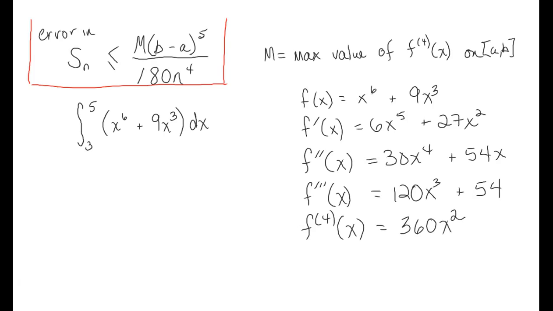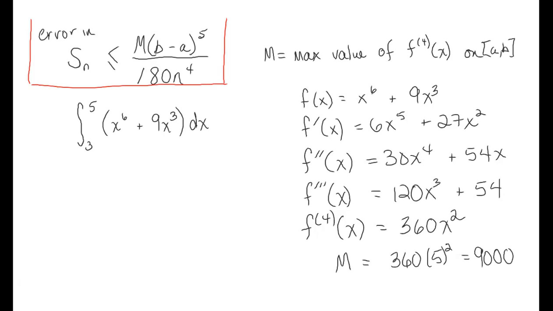So I need the maximum value of that expression on the interval 3 to 5. Well, since 5 squared is larger than 3 squared, my m value is going to be 360 times 5 squared, or 360 times 25, whatever that is. So 360 times 25 is 9,000. Is that right? My calculator's warming up. I think that's 9,000. You guys can check my arithmetic there.